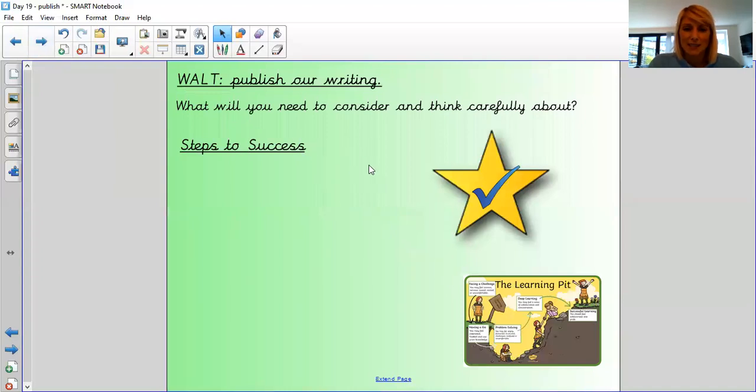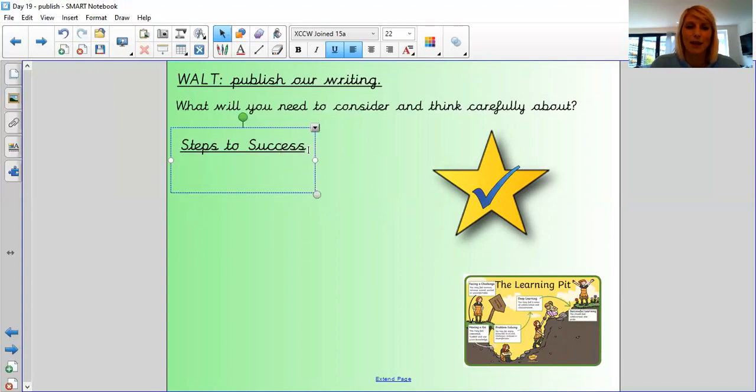So what will we need to consider if we're publishing our writing? What do you need to consider? We are wanting this to be our best final piece of work. So what do we need to consider? What will our steps to success be? I'm going to type some on here now. If you're with somebody, it would be great if you can have a discussion about this, or if you're in our key worker group, you can pause the video now and come up with the steps to success. But I will also add some on in just a moment for us to look at together.